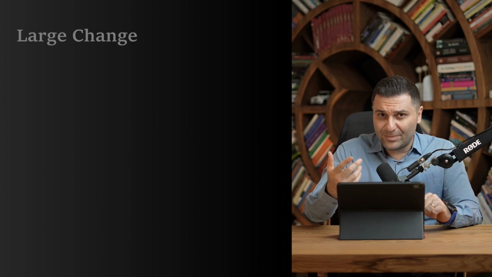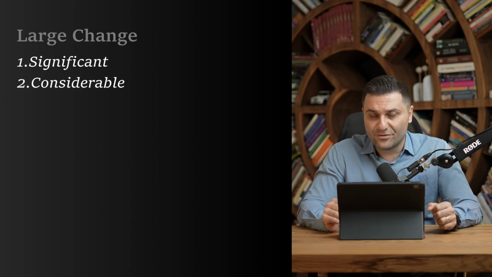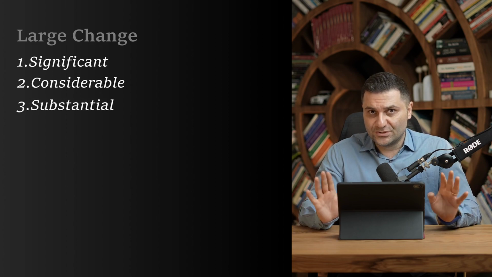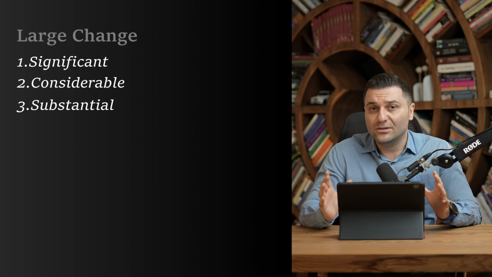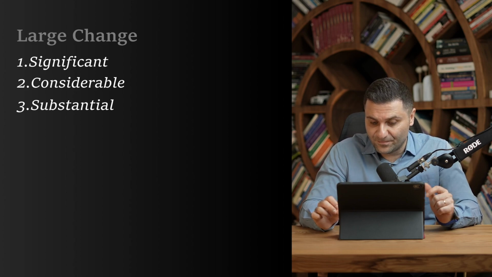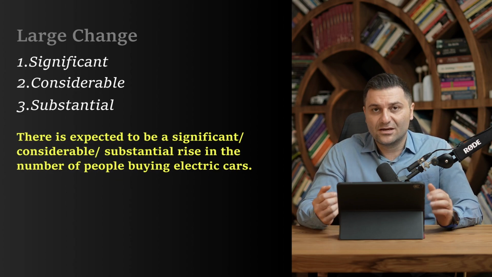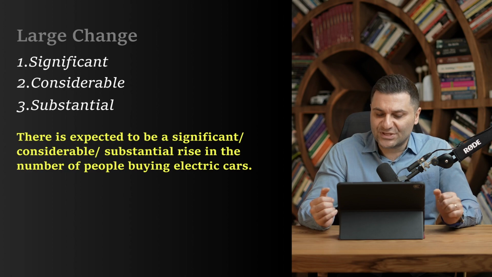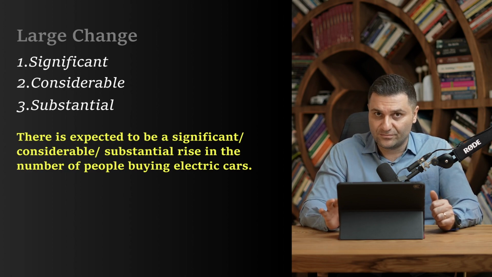So when we talk about large change, we can use 3 adjectives. The first one is significant, the second one is considerable, and the third one is substantial. So these are 3 adjectives that we can use in order to talk about large change, and change that is not necessarily fast. For example, there is expected to be a significant, considerable, or substantial rise in the number of people buying electric cars.